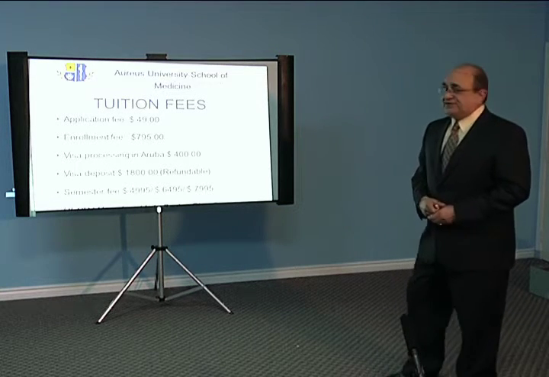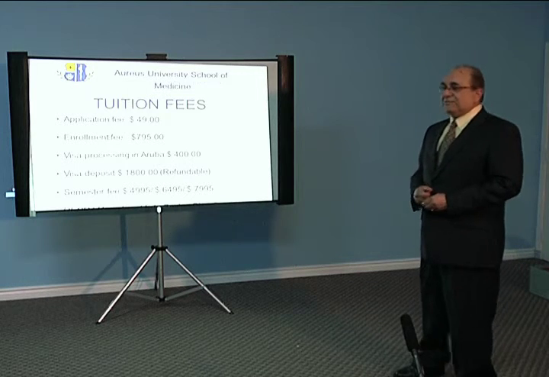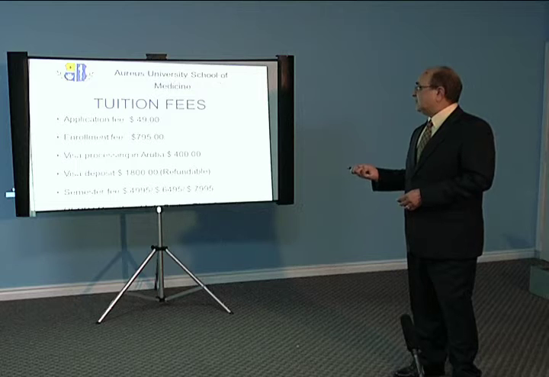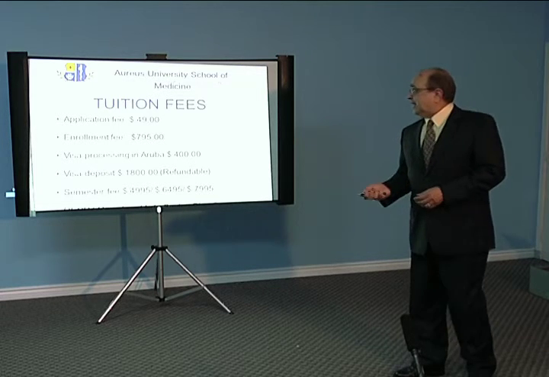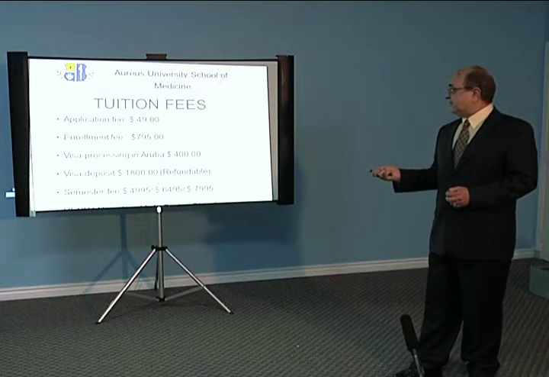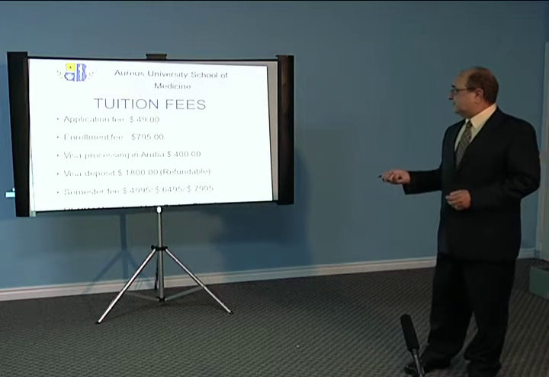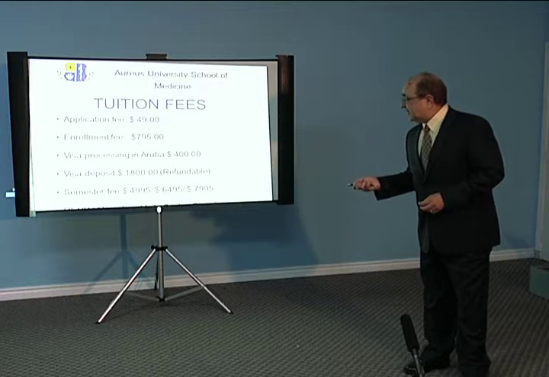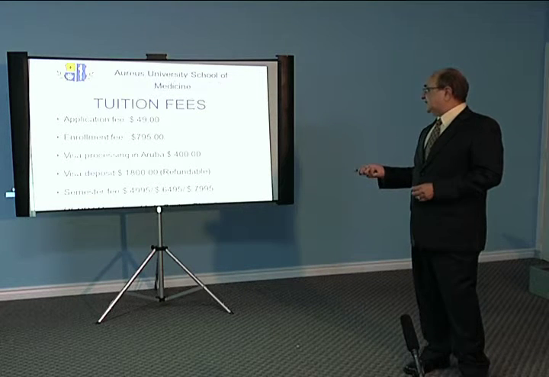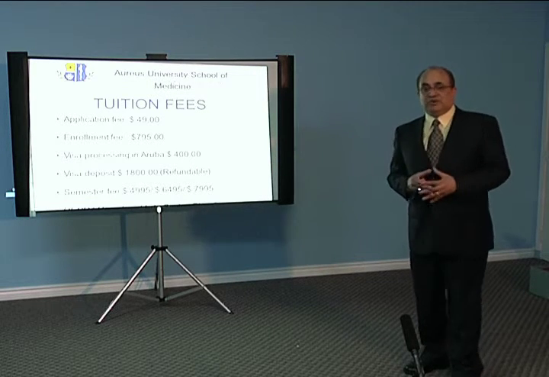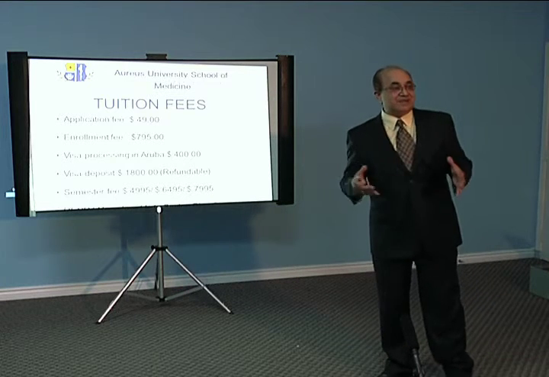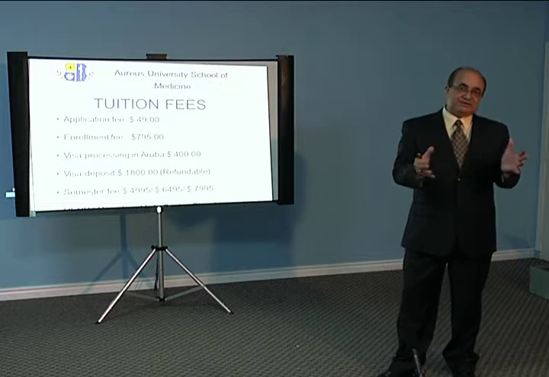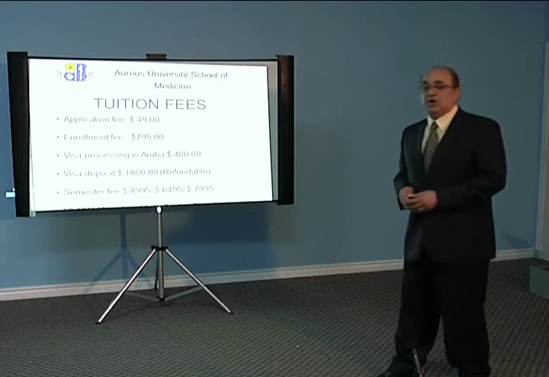So what is the tuition fee structure of our school? When you are applying online, or downloading the form, you will have to submit an application fee of $49 with the application form, and then you have an enrollment fee later on of $795, and visa processing for Aruba requires at least $400. Then there is a refundable deposit of $1,800 that you deposit once you go to Aruba and once you get the permit there. This money is refundable once you clear from Aruba and you come back to New York. So this money is given back to the student afterwards by the Aruban government.